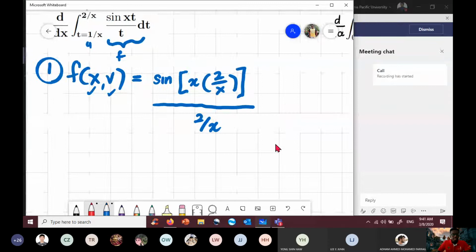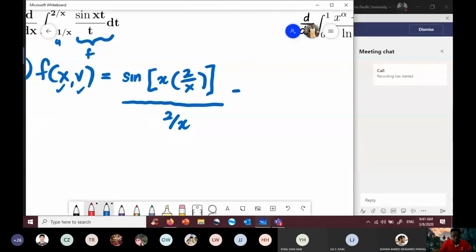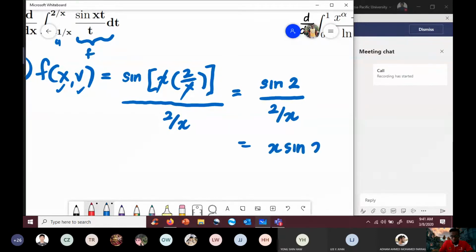I see that it's a bit complicated, so I don't want to leave it in this form. Let me just simplify it a bit. So x and x cancel off. What we have is sine 2 over 2 over x. So I can put the x here. This is equal to x sine 2 over 2. The 2 over x, I just change it, so it becomes x over 2. Anyways, that's the simplest version I can write for f(x, v).